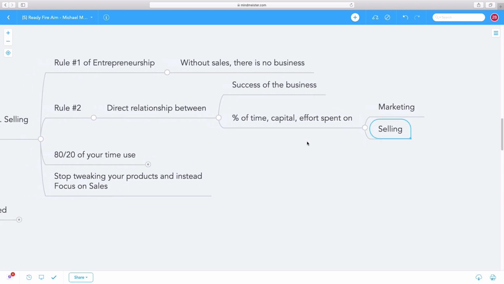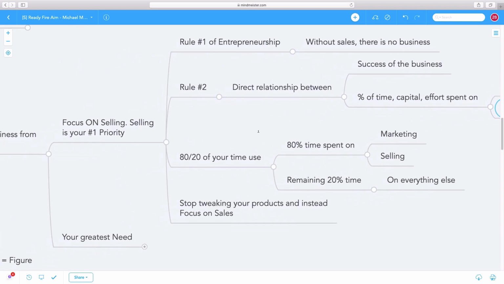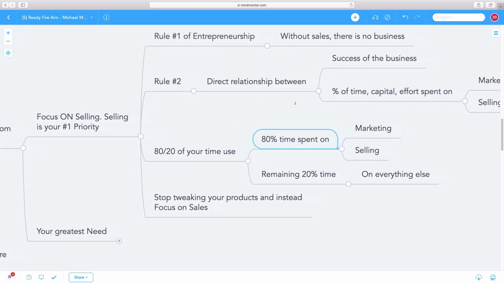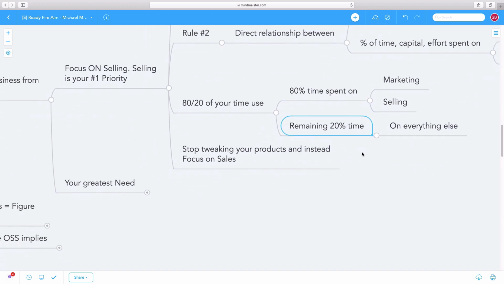Because if you're unable to sell your products, you have no cash flow, you have no cash, you have no business. So if you were to do an 80-20 split of your time, you need to spend 80% of your time on marketing and selling and the remaining 20% on everything else in the business.